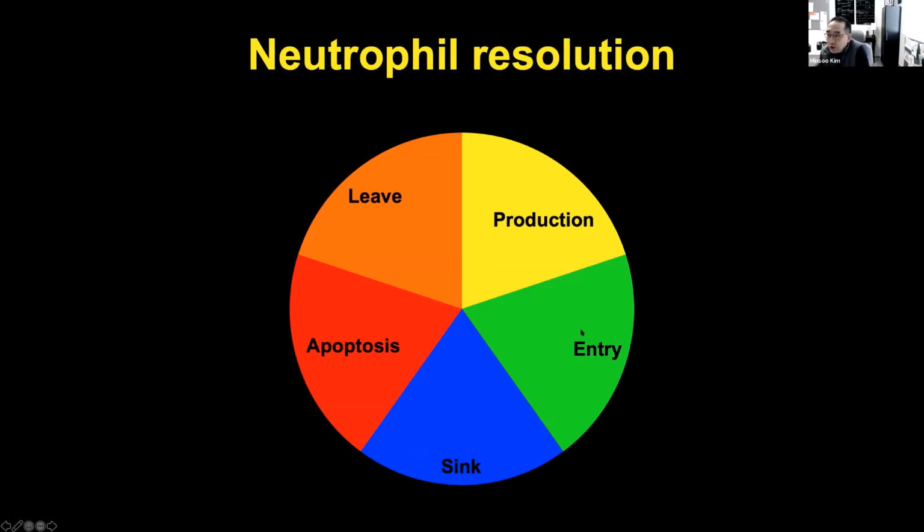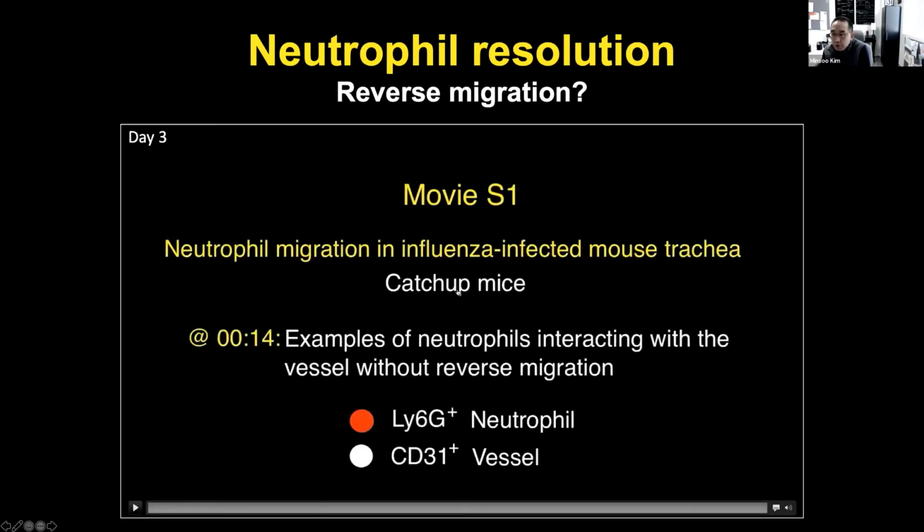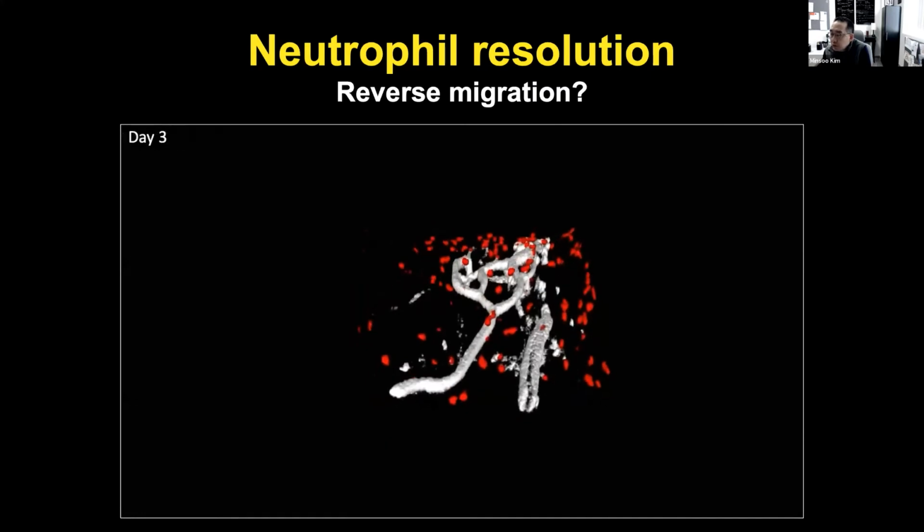There are many different ways you can resolve or stop neutrophils coming into the tissue. You can shut down production in the bone marrow. You can shut down their entry to the tissue, or sometimes neutrophils can drain into other areas, but none of these were the case. There are several recent suggestions that some of the neutrophils come into the tissue and then reverse migrate into the neighboring blood vessels and go into different organs. So we got these Catchup mice from Gunzer's group in Germany, which express tdTomato under the Ly6G promoter, and carefully measured their migration pattern relative to the blood vessels.